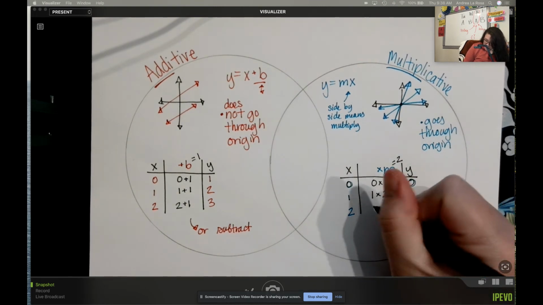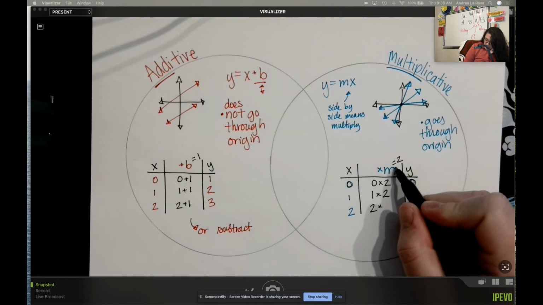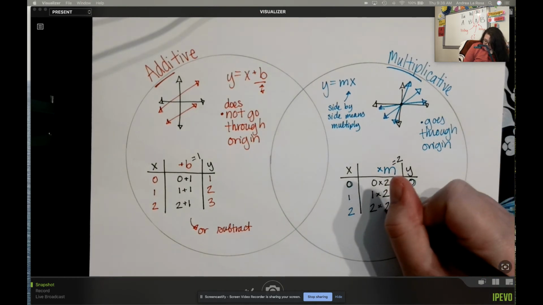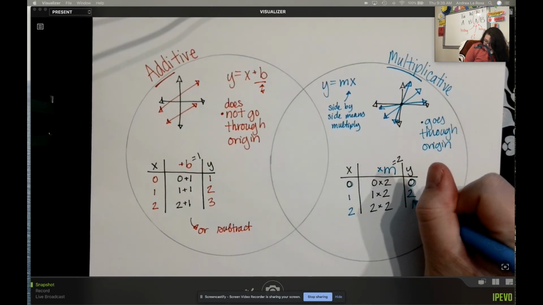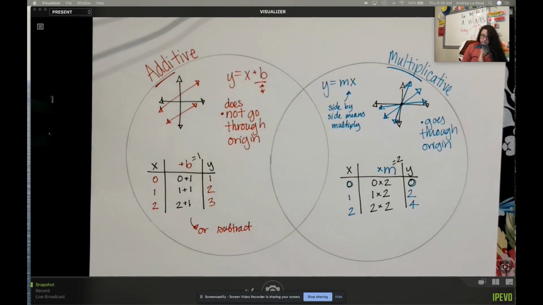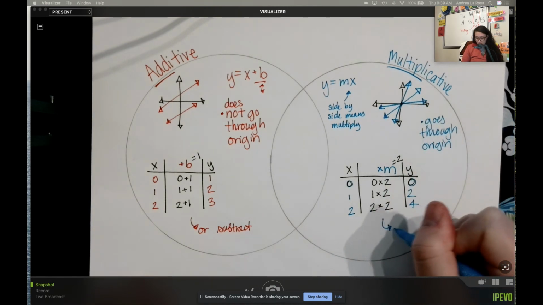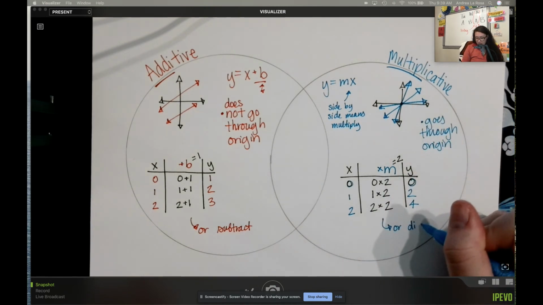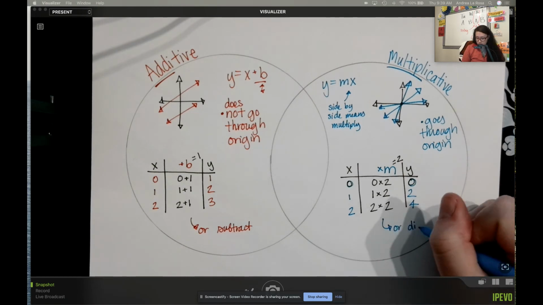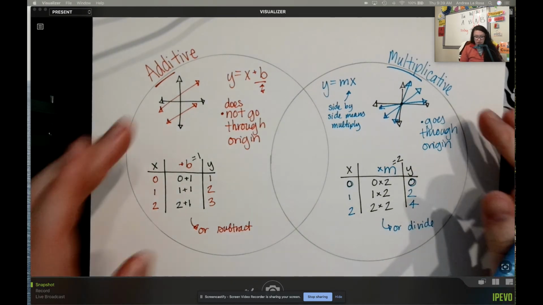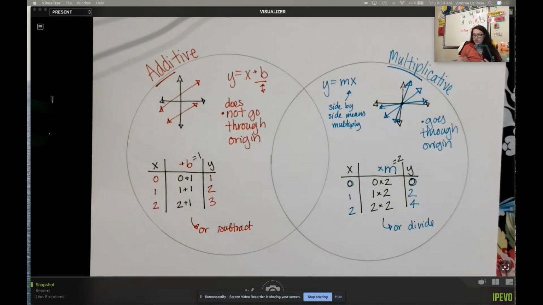I take my x times my m, whatever number they give me in my equation, and that would give me 4. Just like for the additive, you can add or subtract, for the multiplicative, you could also divide by whatever number they give you. If you're adding, multiplying, subtracting, or dividing, it all just depends on the problem that they give you. So you just have to look there.